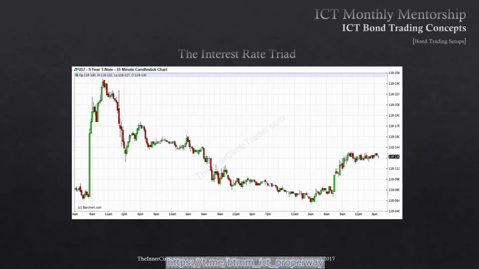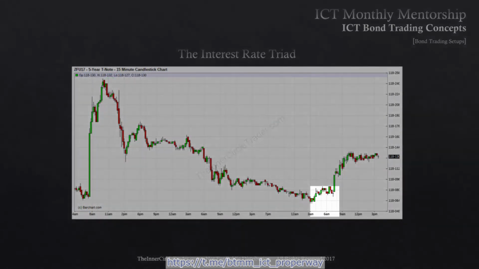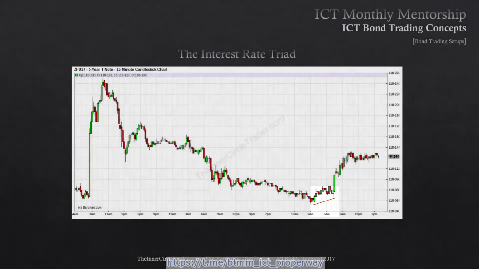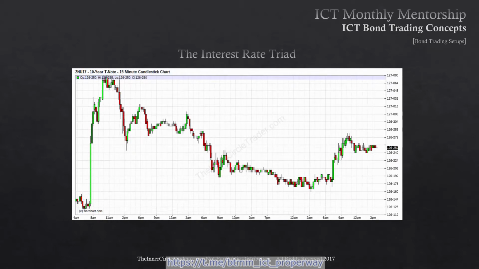So now we drop down into a 15-minute time frame. This is the 5-year T-note 15-minute chart. And again, at that reference point here, we can see a clear higher low going into the New York Open. And this is the CME Open, or 8:20 a.m. in New York time. 10-year Treasury note, 15-minute time frame. Again, we see a clear higher low.